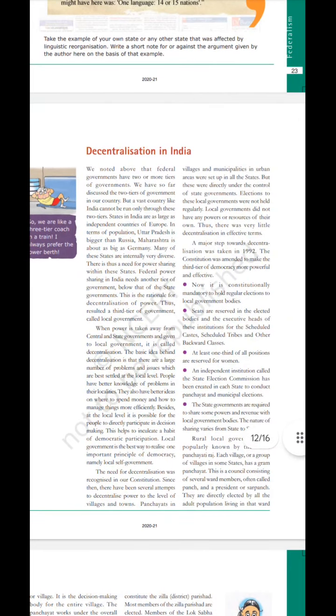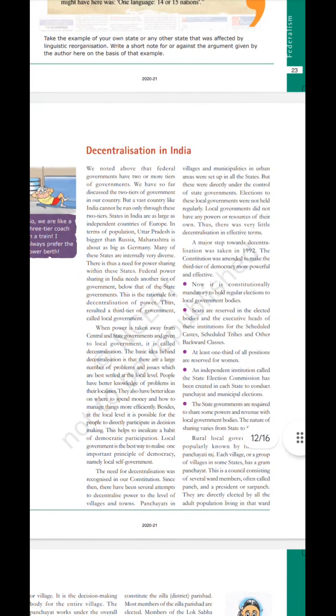Decentralization in India. So, we are lucky, 3-tier coach in a train. I always prefer the lower bed.